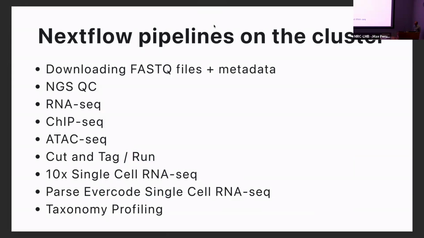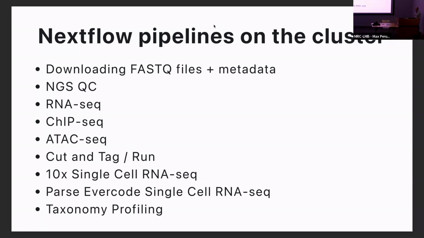I have set up a number of pipelines already at the LMB on the computer cluster. I've installed one for downloading FASTQ files. So if you need to go to a public repository and download the FASTQ files, you can just put in an accession number and it will get hold of it for you and download it, and all the metadata. That sounds trivial, but actually, sometimes these external repositories have such labyrinthine menus that it's quite hard to get hold of your data, but this helps. There's a pipeline for QCing your data. There's also an RNA-seq, ChIP-seq, and an ATAC-seq pipeline on there. So if you do those experiments, you should be able to get going quite quickly to get results.